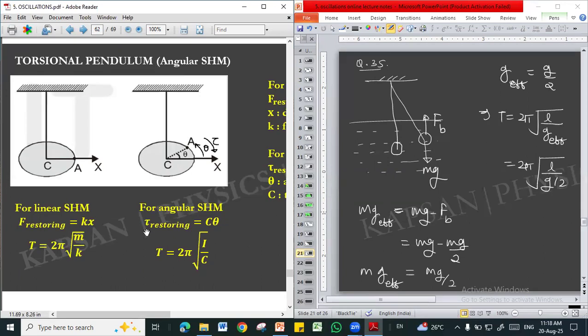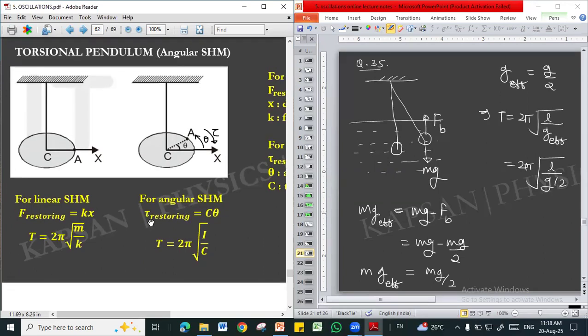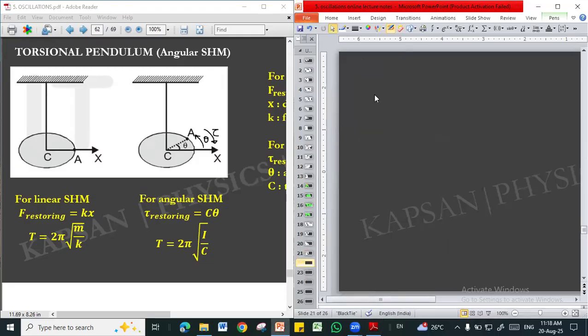चला पुढे. Next point is torsional pendulum. What is torsional pendulum? Let us try to understand what is torsional pendulum. Before that, let us try to understand linear SHM. Here inside this torsional pendulum, they have written angular SHM. First, let us try to understand what is linear SHM.